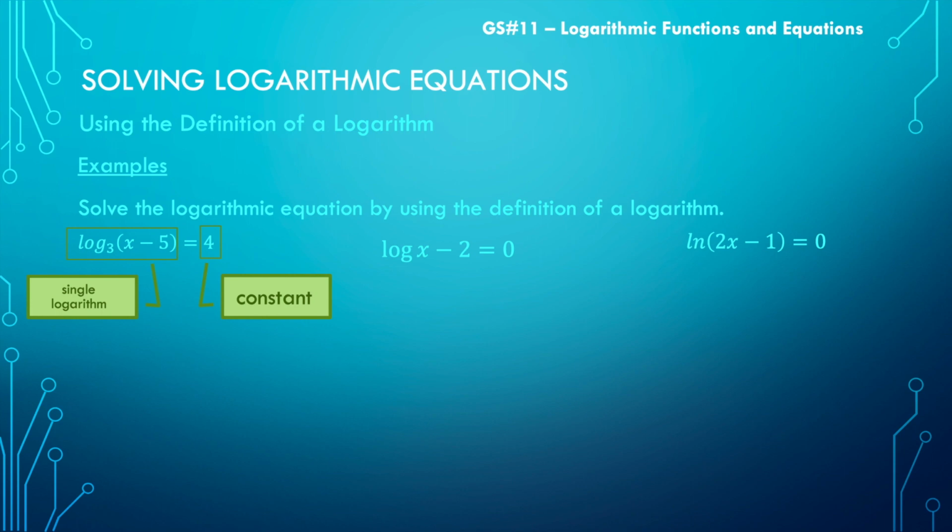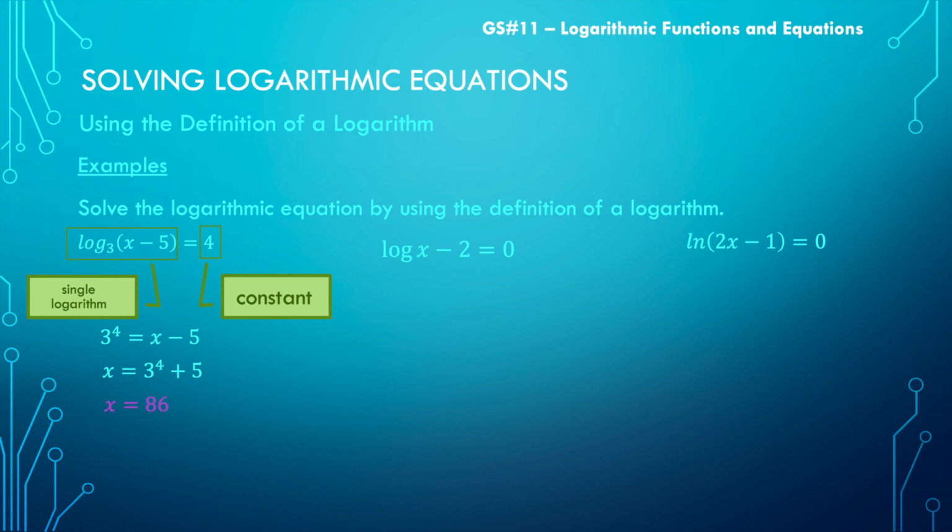That's perfect. If it's in that form, then I can go ahead and rewrite it as an exponential equation. I can say that's the same as 3 raised to the 4th is equal to x minus 5. And then I can go ahead and solve for x. I can move the 5 to the other side by adding 5, and I'd have 3 to the 4th plus 5 is equal to x, which means x is equal to 86.